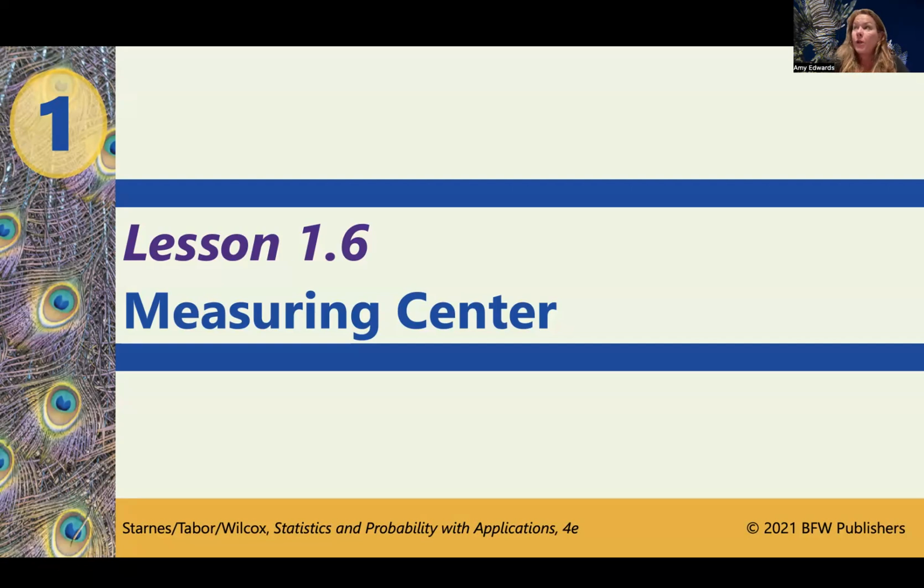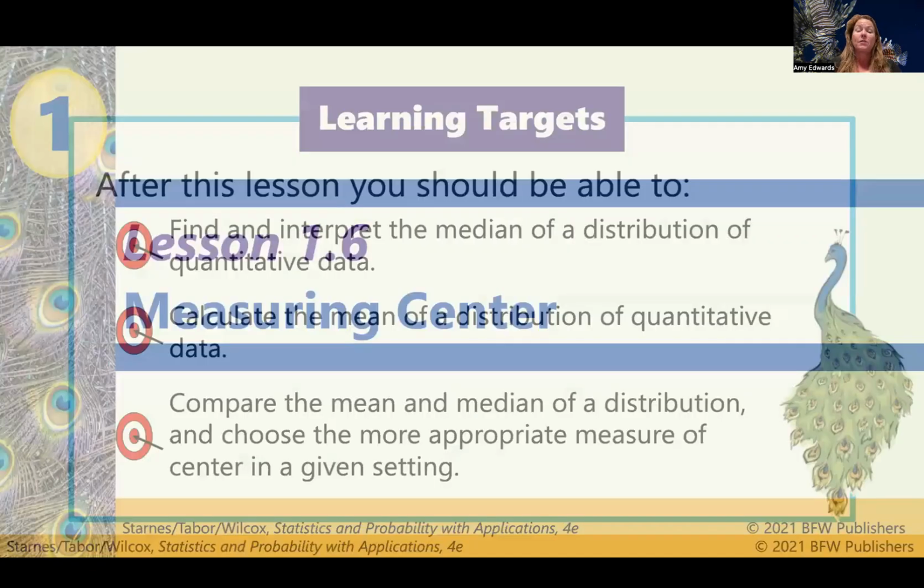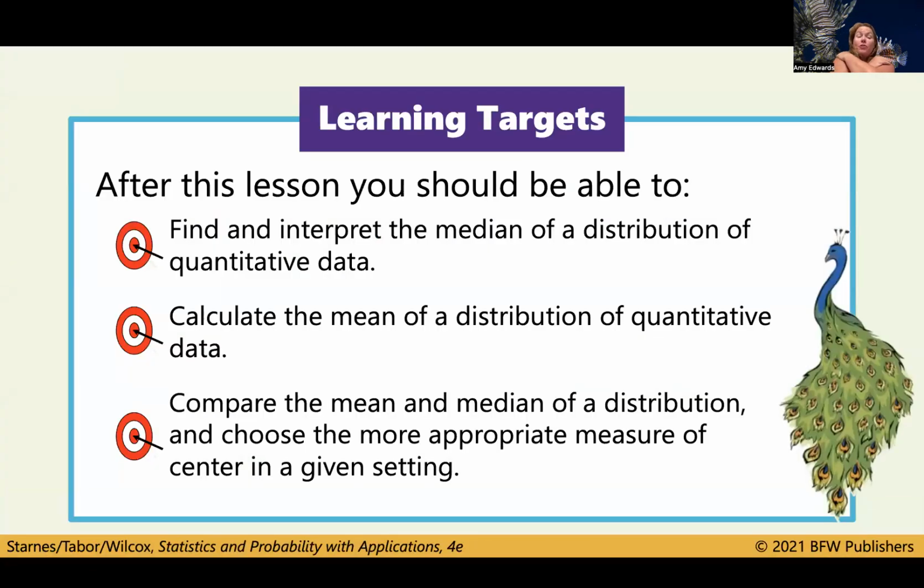So 1.6, we are going to talk about measuring center, and we have been talking about measuring center. What's the median? And so far we've been doing a little bit of guessing, or we've been doing some where we've been putting it through the Statmatic applet and it's actually been giving us the median. So we're going to kind of hone in on that a little bit and focus a little more. So our I can statements, you should be able to say, I can find and interpret the median of the distribution of quantitative data. So we're really going to dive into using that Statmatic applet.